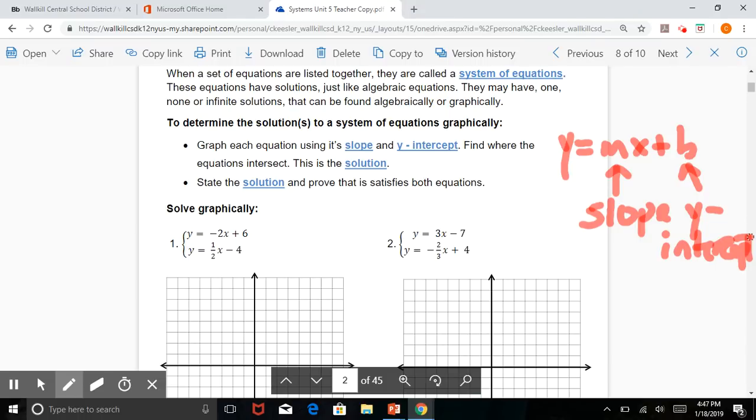Find where the equations intersect. This is the solution. Then state the solution and prove that it satisfies both equations.